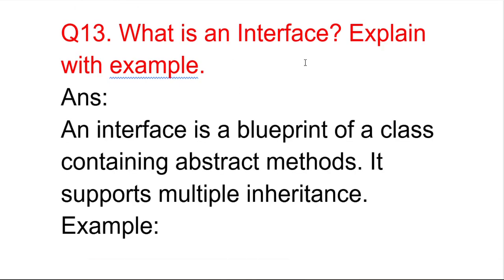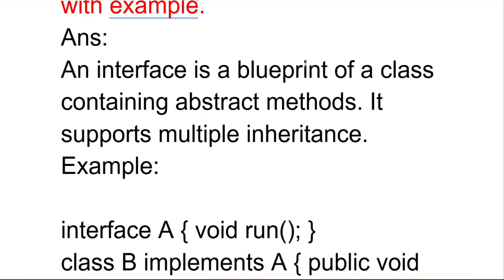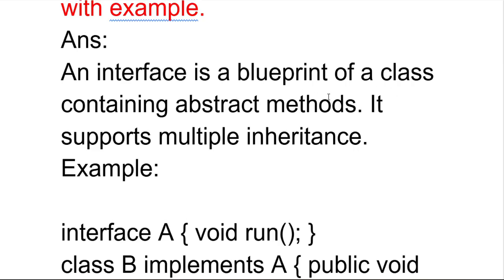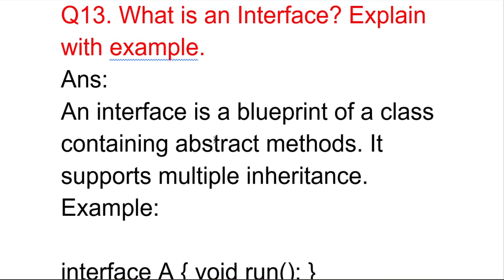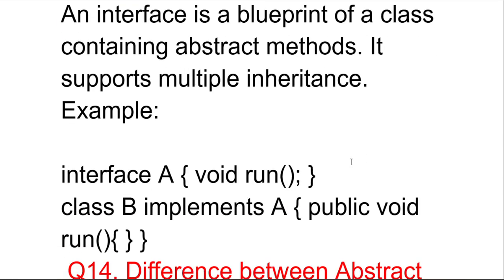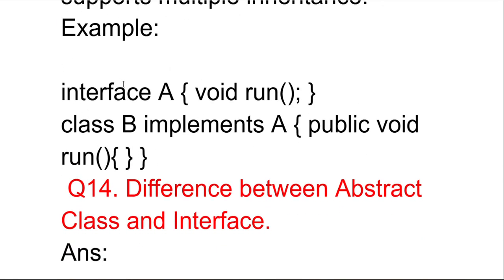What is an interface? This is also a very important question. What is an interface? Explain with an example. An interface is a blueprint of a class that contains abstract methods. It supports multiple inheritance. For example, interface A. We define an interface using the interface keyword. Interface A, void run.